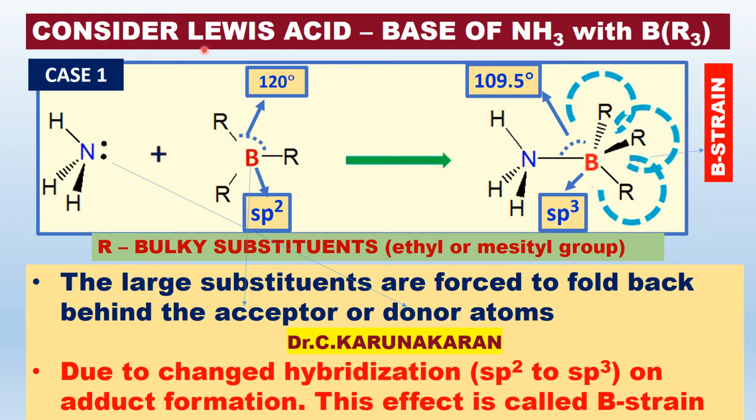Let us consider the Lewis acid base reaction of ammonia with trialkyl borane. There are two cases. Case 1 here, ammonia or amine forms an adduct with the trialkyl borane. In this case, in the trialkyl borane, the alkyl groups are bulky substituents, for example, ethyl or mesityl group.